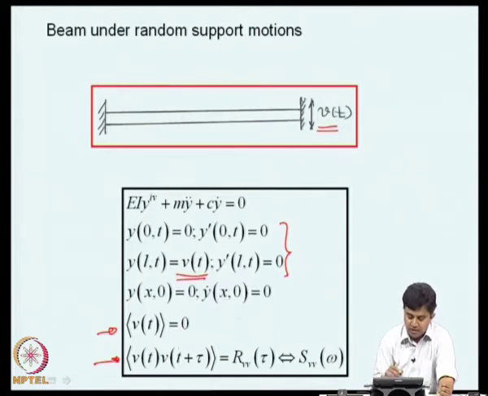Now, given this, the question is what are the statistical properties of beam displacement: what is the mean, what is the covariance, what is the cross covariance, what is the auto power spectral density, what is the cross power spectral density, and so on and so forth.